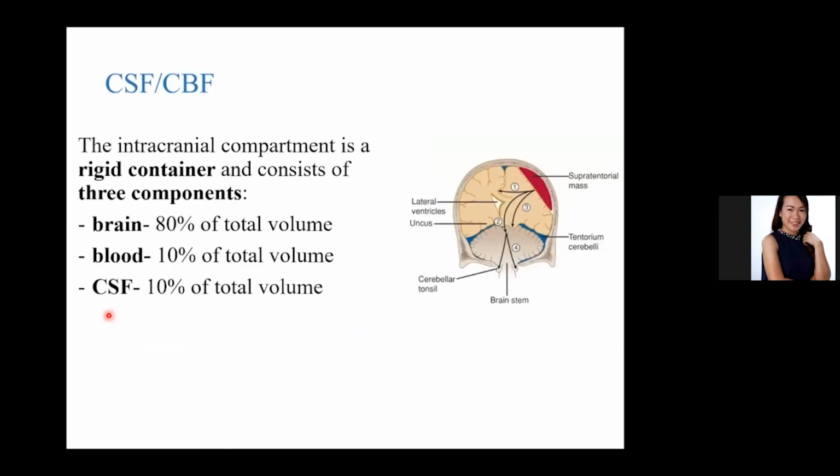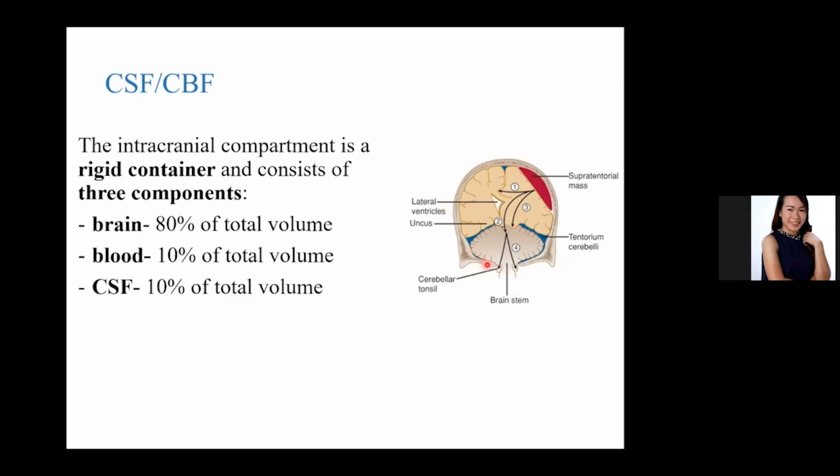Okay, now let's move on. This is one of the important parts of the discussion. We have here the CSF or cerebral blood flow. This is what I was telling you earlier. This is a very, very important concept that you have to understand.